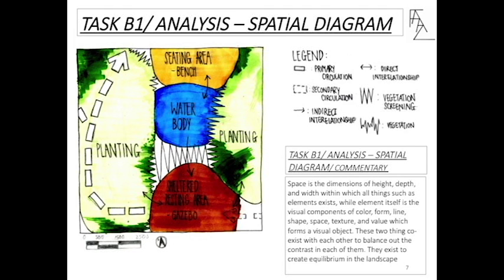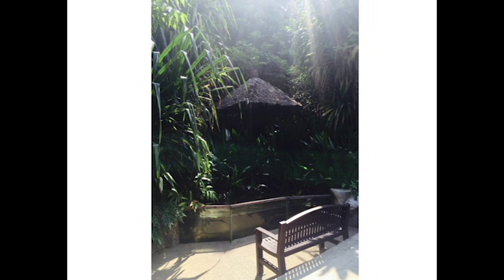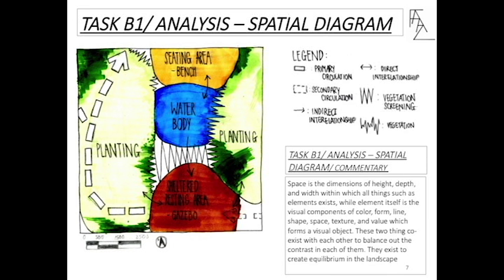The spatial diagram. As you can see, there are two circulations, the primary and the secondary. This makes the space more accessible to visitors and also increases the chance of being discovered. As drawn, there are three spaces: the water body, the sheltered resting area, and the seating area. The sheltered resting area itself is screened by the vegetation that separates it from the water body, making the shelter a more private place to rest. This screening also prevents visitors in the shelter from directly seeing the water body, and therefore makes it a kind of pleasant surprise.